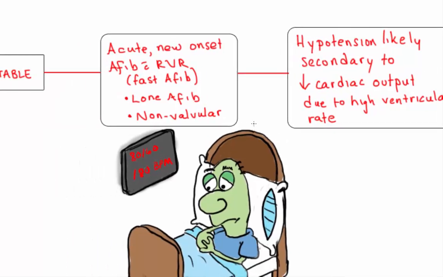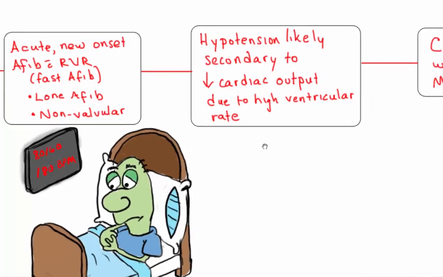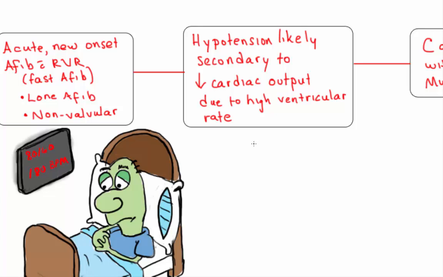Now let's say that this is an acute episode of Afib, so it's new onset Afib with RVR. Remember, this is an unstable patient, so they're going to be hemodynamically unstable. And this is likely going to be due to a decrease in cardiac output because of the high ventricular rate. In Afib, your atria are just basically quivering in place, so you lose your atrial kick. And then adding to that, your ventricles are beating completely randomly. They're beating really fast, so your cardiac output is going to be horrible at that point. The faster the heart beats, the worse that cardiac output is going to be.